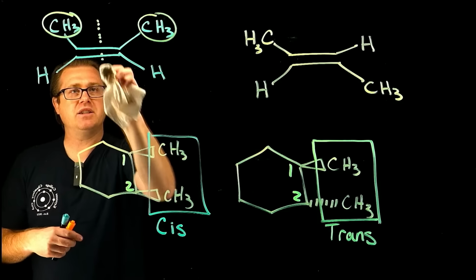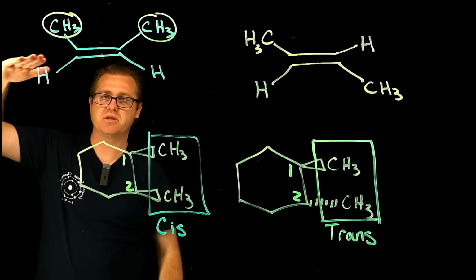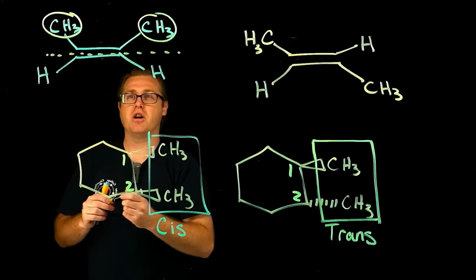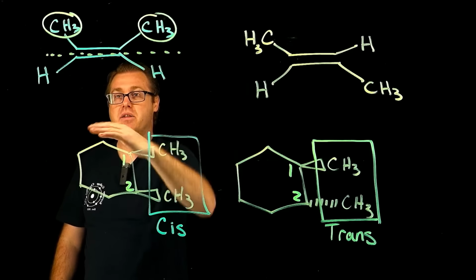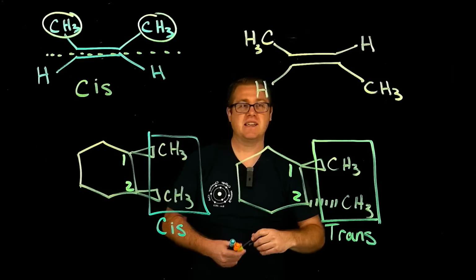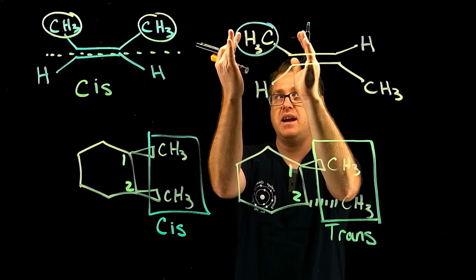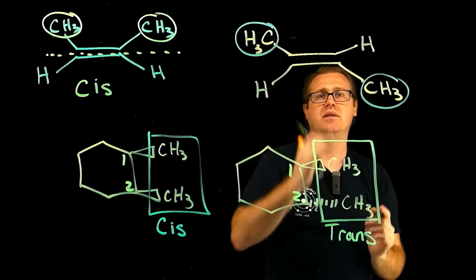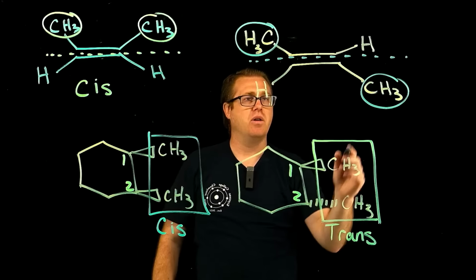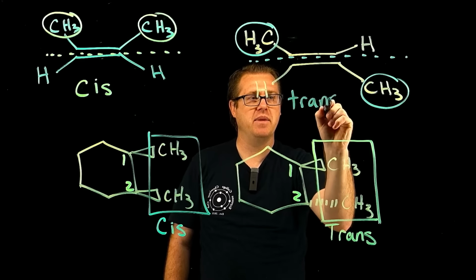And now we get rid of this imaginary line that we drew. And then we look at it from this perspective, from the horizontal perspective. And we ask ourselves, are the two largest groups on the same side or on the opposites? And they're on the same side, so that would be cis. You can do that same analysis for this one. We see that this one's the largest on the left side, and this one is the largest on the right side. And then we just look at above and below that double bond there, where are those two groups? And we can see that they are on opposite sides of one another. And so that makes that trans.